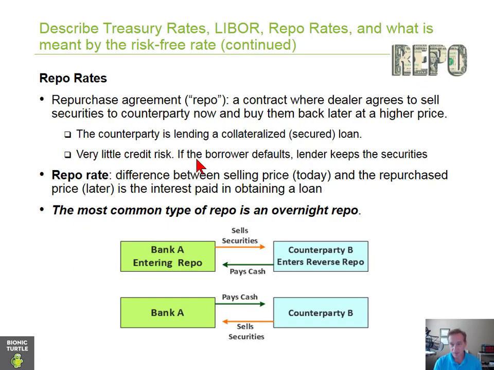We have repo rates. In contrast to LIBOR, repo rates are secured rates. So this is a secured lending rate. We have Bank A, which may be entering the repo, sells security and borrows the cash with the promise that it's going to pay the cash back to get the securities returned. So a repo is a secured lending rate, and the repo rate is the difference between the selling price today and the repurchase price later. That gives us the interest paid on the loan, and because it's secured, the idea is that there's very little credit risk.